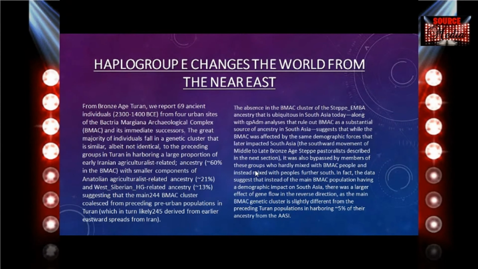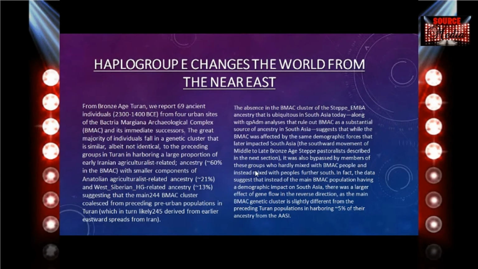The great majority of individuals fall in a genetic cluster that is similar, albeit not identical, to the preceding groups in Tehran, and harboring a large portion of early Iranian agricultural related, which means E markers, ancestry, 60% in the BMAC, with smaller components of Anatolian agriculturalist ancestry and West Siberian hunter-gatherer ancestry, which means guess who's sitting on our coattails?